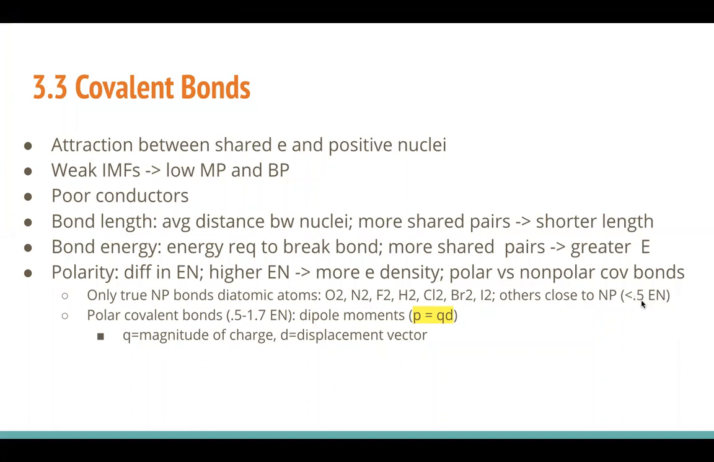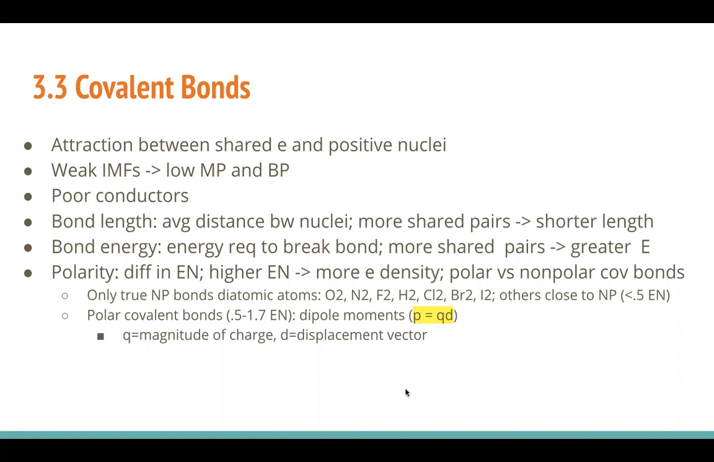So these are just the ratings. Chances are we probably won't need to know these exact numbers for the MCAT, but keep these in mind. Less than 0.5 electronegativity difference would be nonpolar, and more than that would be polar. And almost always, if it's a metal and a nonmetal, it's going to be ionic.